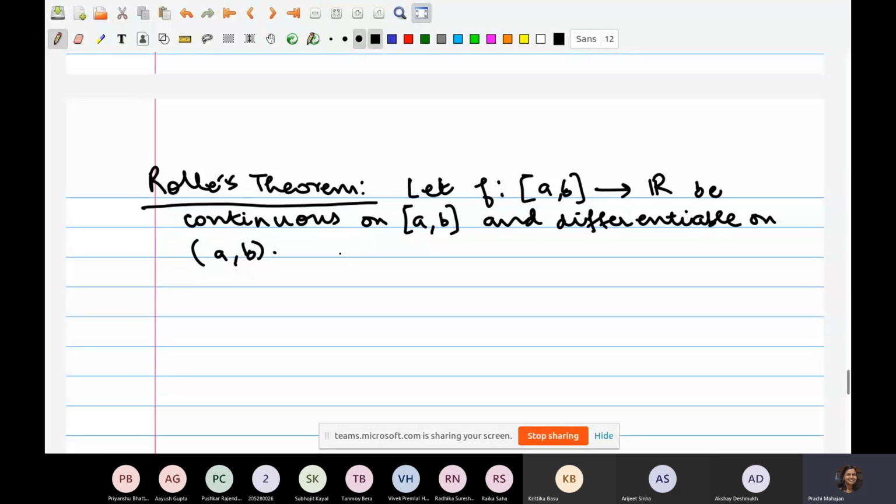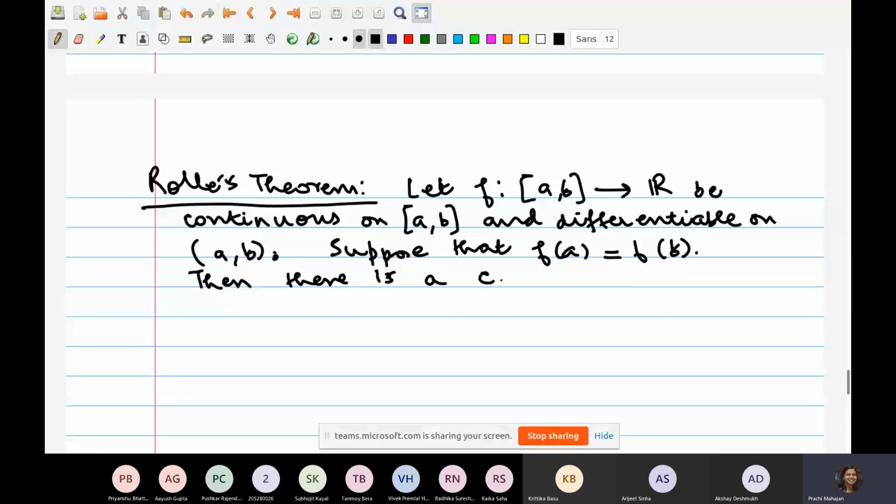Much like the assumptions in the first mean value theorem. So in the first mean value theorem, what did we have? That f(a) and f(b) are both 0. Here we don't have that. All we have is that f(a) equals f(b), right? Then Rolle's theorem says that there is a point C in open interval ab such that the derivative of f at that point vanishes. So the conclusion remains the same.